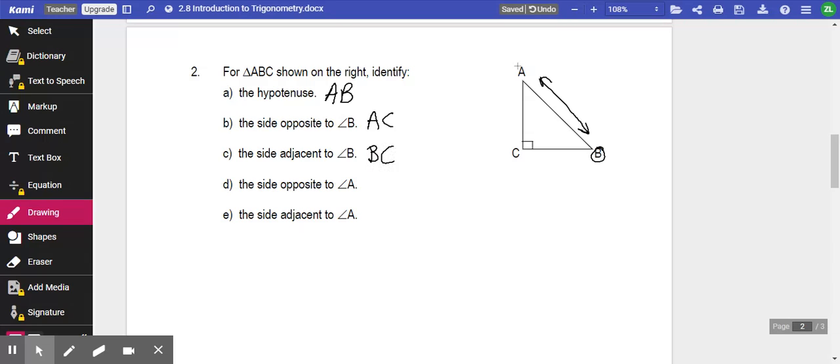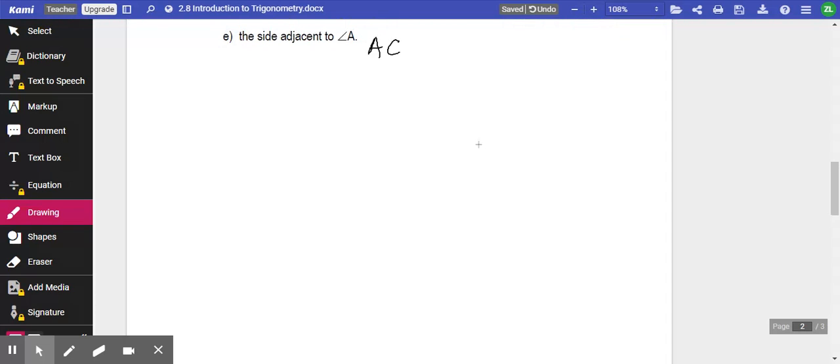Now, if we look at angle A, or this angle right here, the side opposite of it would be BC, which is right here. And the side right beside it would be AC. So our job was to simply label, once again, the hypotenuse, the opposite, and the adjacent based on where the angle in question or under examination is.